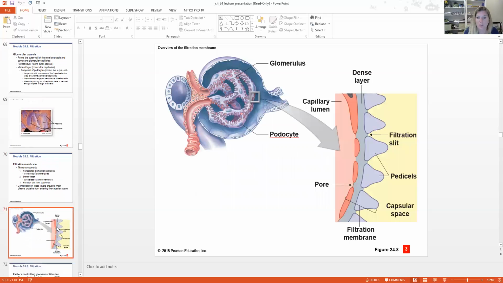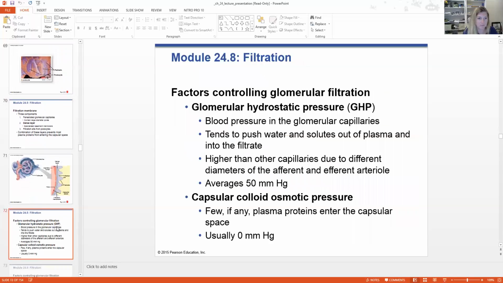Here you see a much better picture of what everything is in terms of this filtration membrane. You see that inner capillary lumen, the fenestrations or pores of our capillary, that dense layer, and then the filtration slits themselves formed by the podocytes.